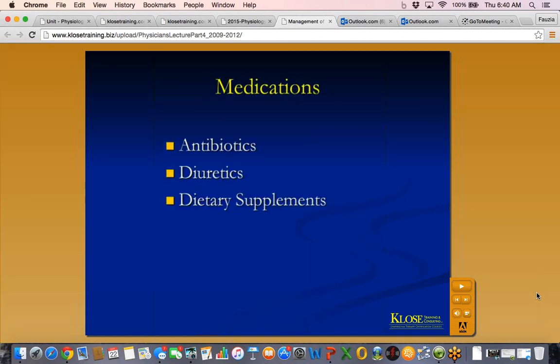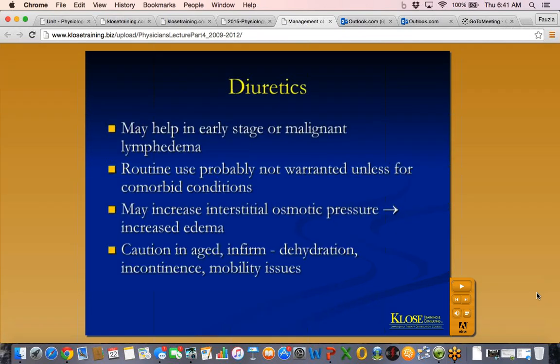So medications, we'll talk briefly about these medications. For antibiotics, topical antibiotics if they have an infection, systemic antibiotics if you need to get an IV for them to treat systemic problems. Typically, they don't give prophylactic antibiotics. Unless patients have recurrent cellulitis, they might give these patients prophylactic antibiotics. Diuretics may help in the early stage for edema.